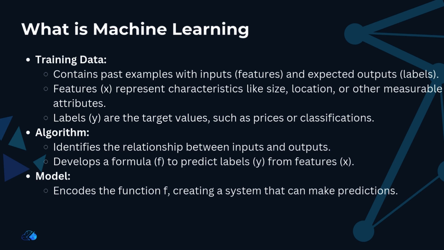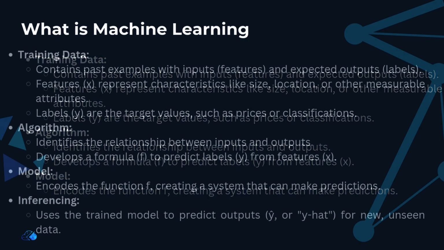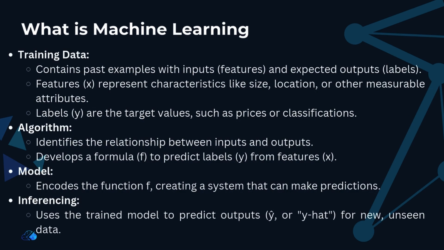In mathematical terms, it's represented as y = f(x). Here, f is the function that the model uses to calculate the label y from the features x. Once the model is trained, we move to the next step, inferencing. This is where the trained model starts to make predictions.